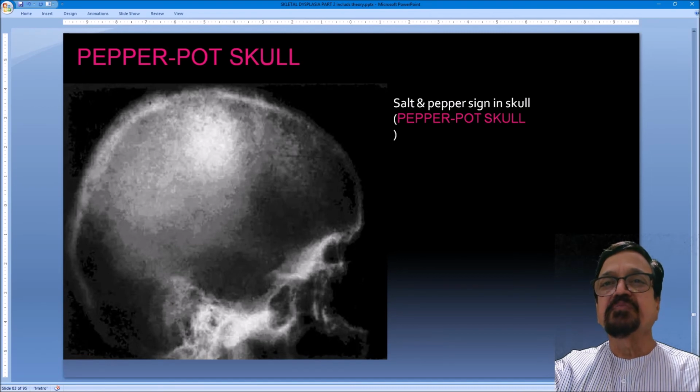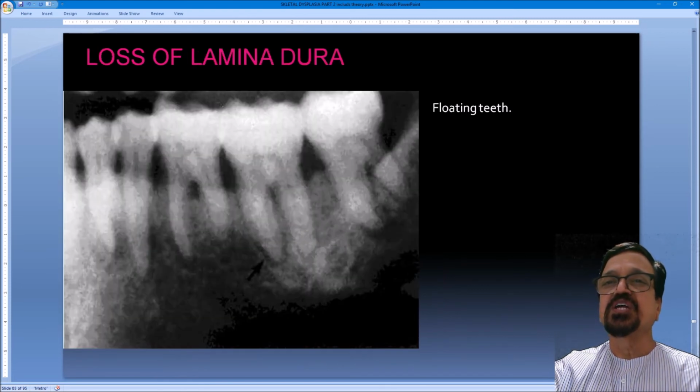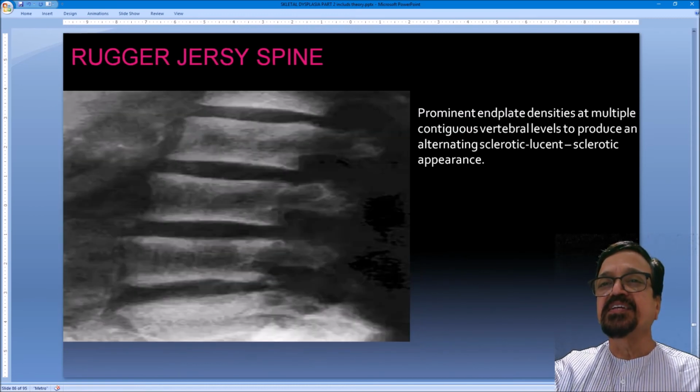Now this is pepper pot skull, the salt and pepper sign in pepper pot skull. Resorption affects the radial aspect of the proximal and middle phalanx of the second and third fingers. Then loss of lamina dura. This causes an appearance that is called floating teeth.